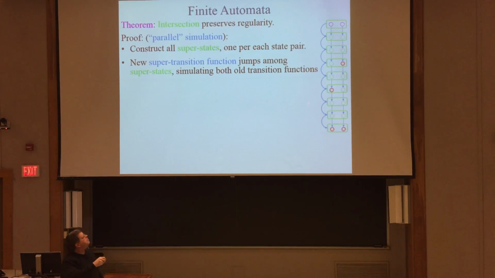Does it suffice for one machine to accept, or the other to accept, or both must accept? Remember what the goal is. The goal is to accept the intersection of the two languages. Yeah? All three are accepted. Any other thoughts? I disagree. I think all three are accepted.